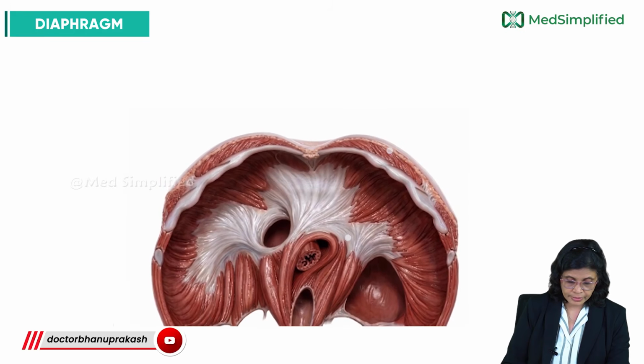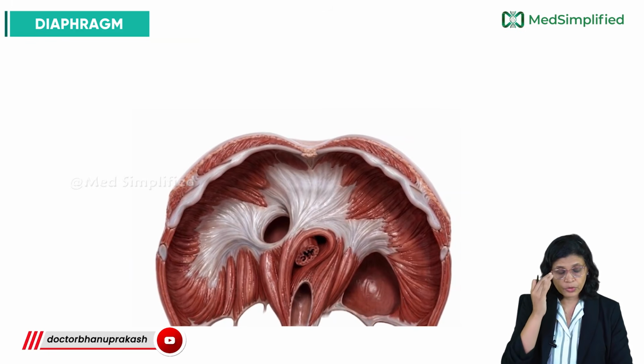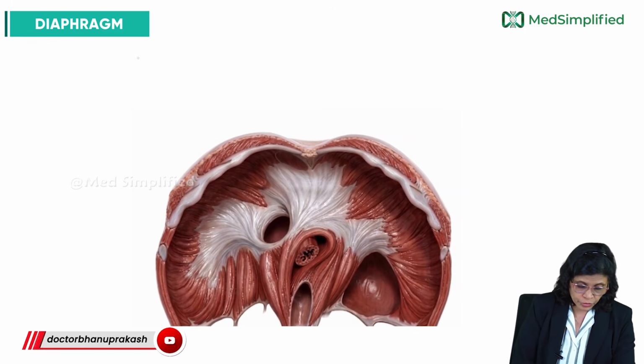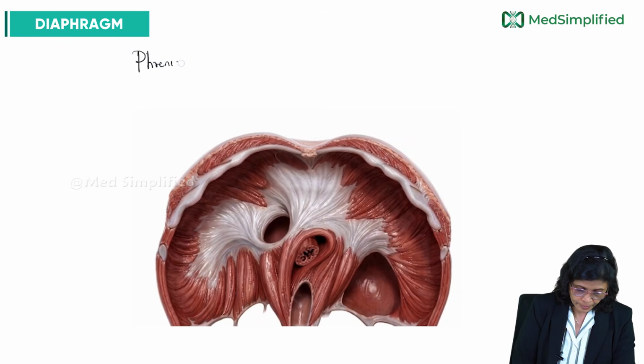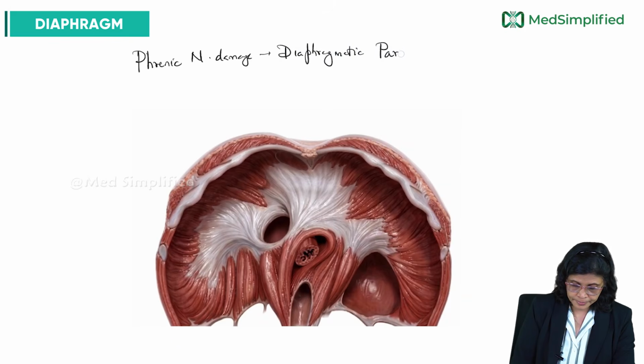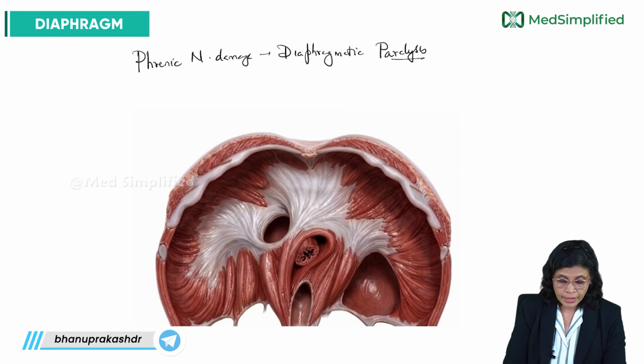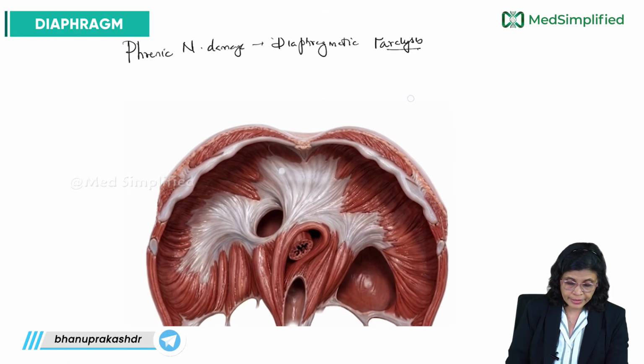So applied aspects. Among the applied aspects, one is the paralysis of diaphragm. So basically the damage to the phrenic nerve. Okay, so phrenic nerve damage, usually unilateral damage, can lead to diaphragmatic paralysis. Bilateral damage is very serious. Bilateral damage will completely paralyze the diaphragm and it can lead to respiratory failure.